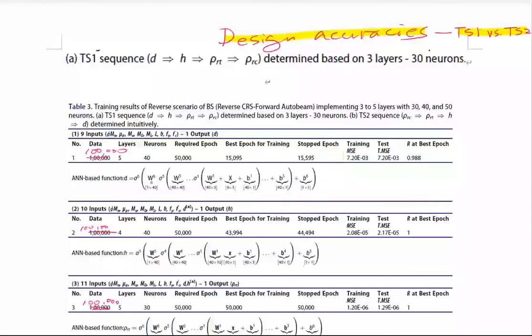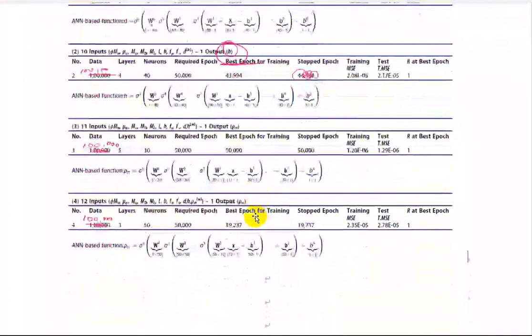For training edge, you need to go all the way to 43,994 epochs for the best training results, and it stopped at 44,994 epochs, whereas you requested 50,000 epochs for the entire training process. This is probably because you have a very complicated relationship of edge among all the big data sets.